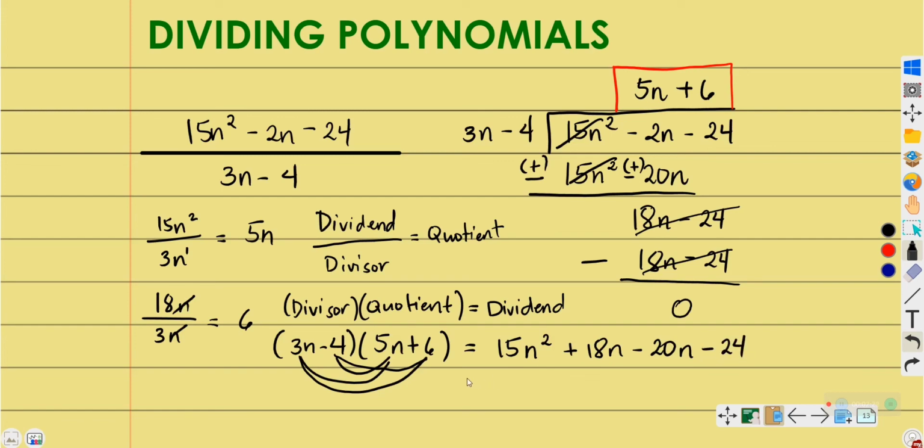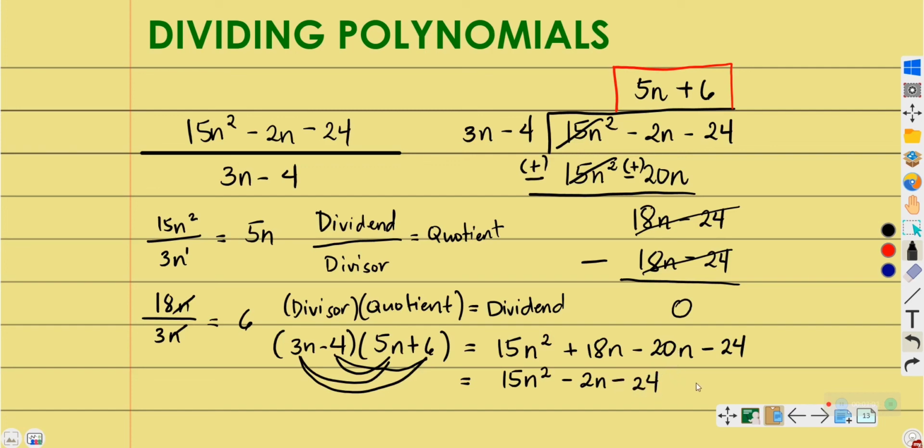Then, after po nyan ay i-combine natin yung outer at inner kasi sila ay like terms. So, kokopyahin po natin yung first term, 15n squared. Positive 18 minus 20 or positive 18 plus negative 20 is equal to negative 2. Kaya siya ay magiging negative 2n na lang po. And then, dahil wala namang like term yung constant natin, kokopyahin lang din.